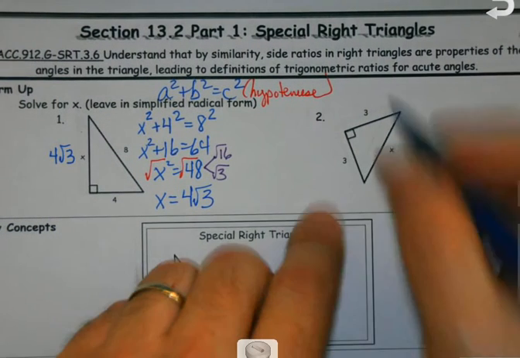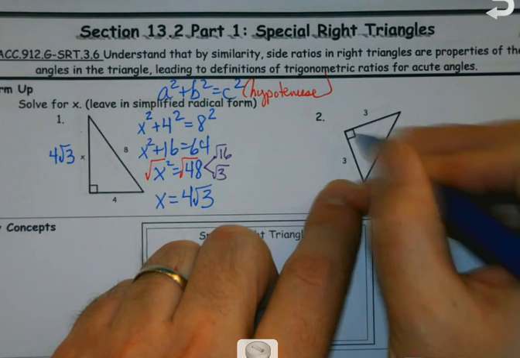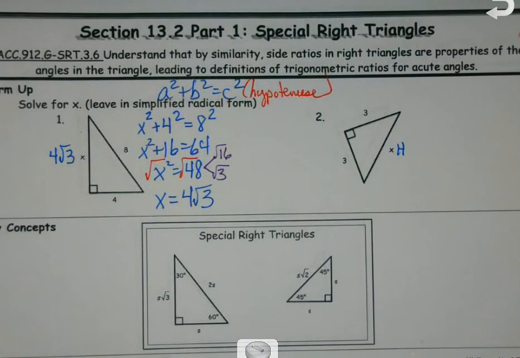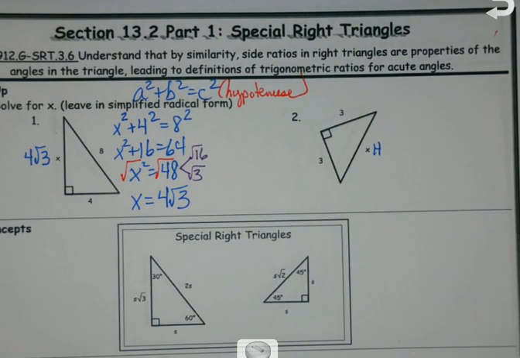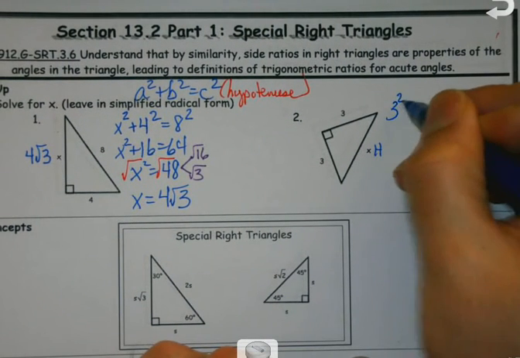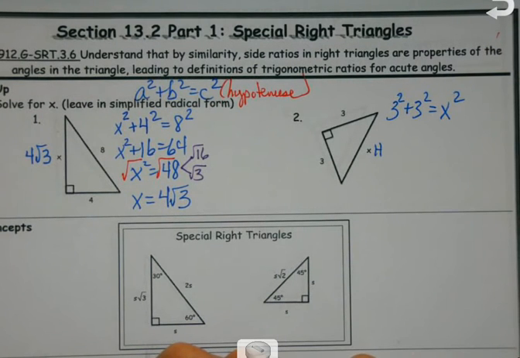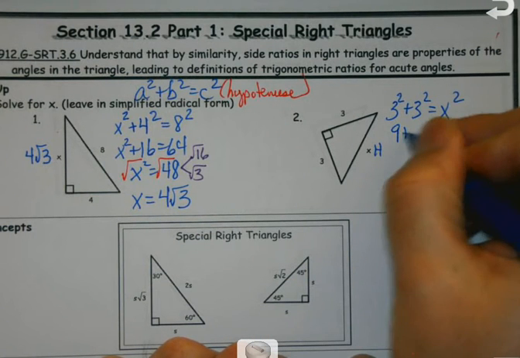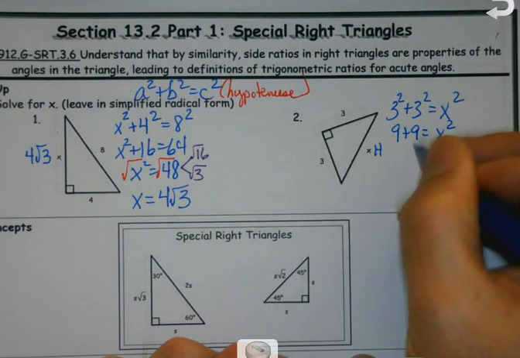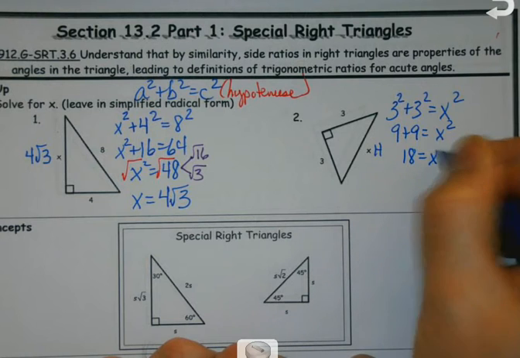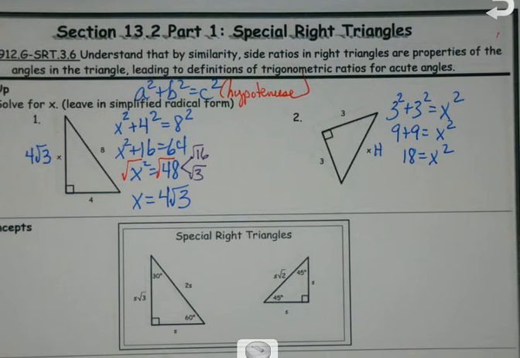So when I move over to number 2, we're going to use the same concept, except this time I'm looking for my hypotenuse, always opposite my right angle, on the other side. So this time I have 2 legs. So I'm going to have 3 squared plus 3 squared equals x squared. And I go ahead and work that out. And again, I notice, 18's not a perfect square. I'm going to have to figure out this breakdown thing again.